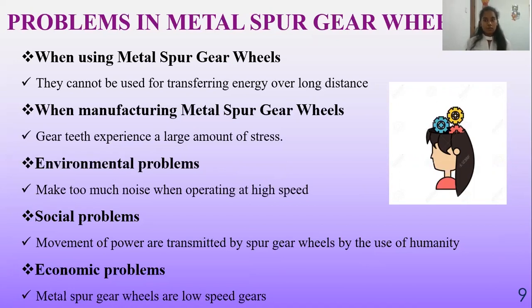Thirdly, I'm going to talk about the environmental problems. Environmental problems are that they make too much noise when operating at high speed, there is a high heat requirement, and water pollution and air pollution may occur due to the lubricants used in the wheels.